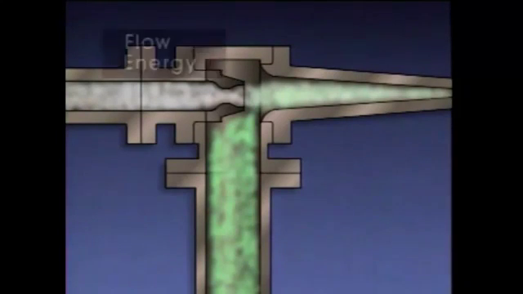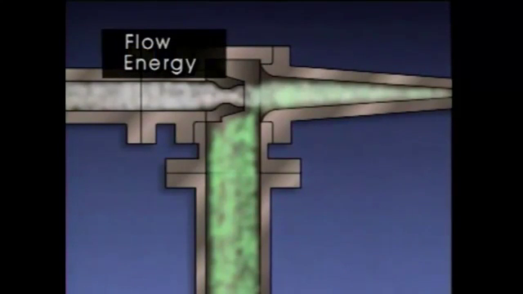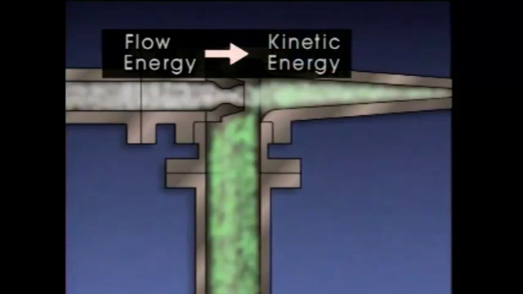So in a jet pump, flow energy, that is energy that's related to pressure, is converted to kinetic energy in the nozzle, and the decrease in pressure that results from this conversion is used to pump the other fluid.